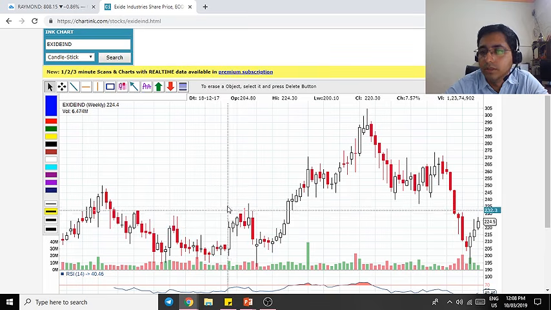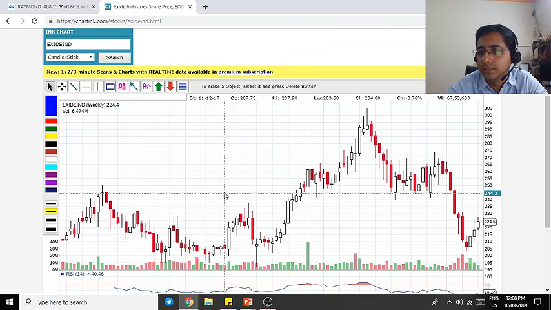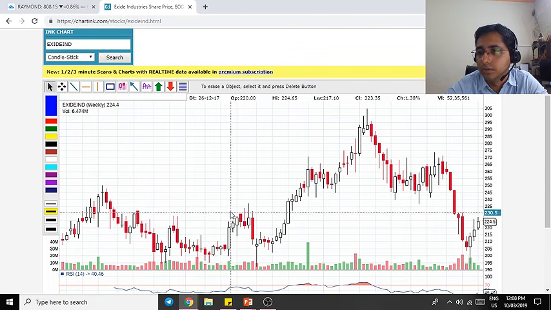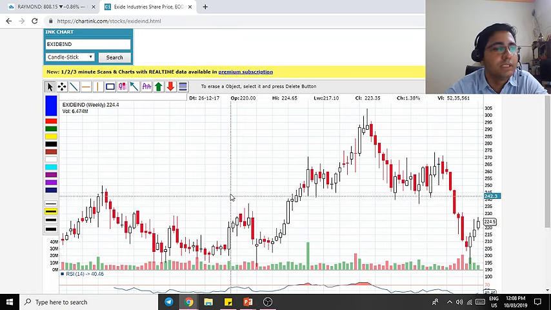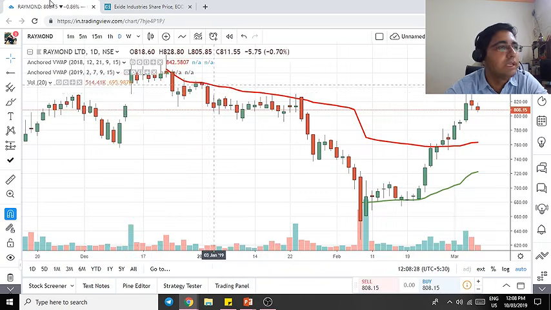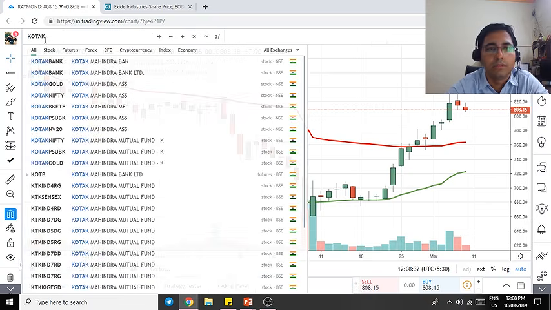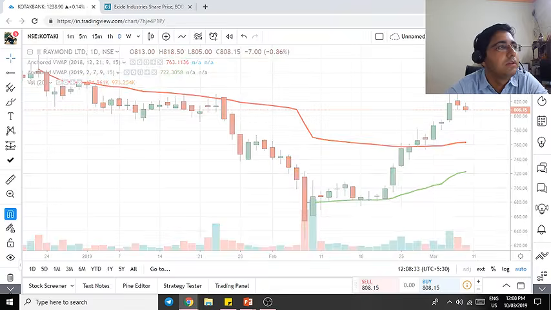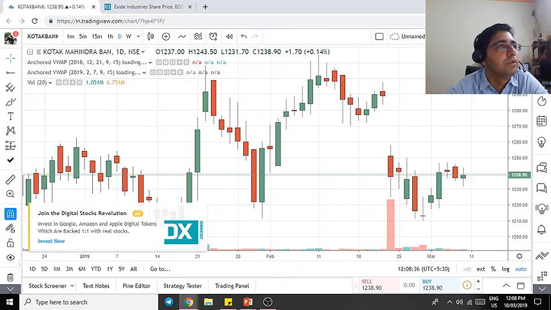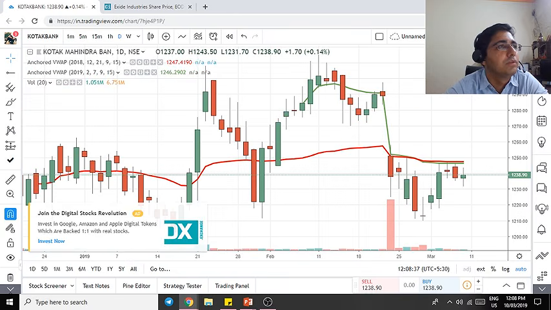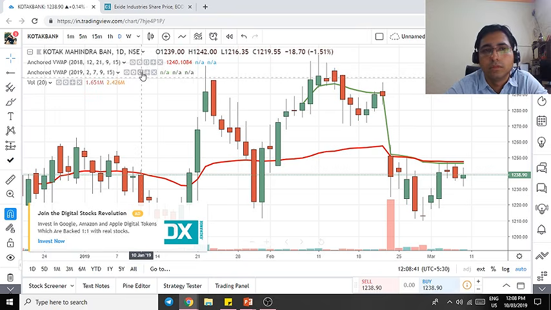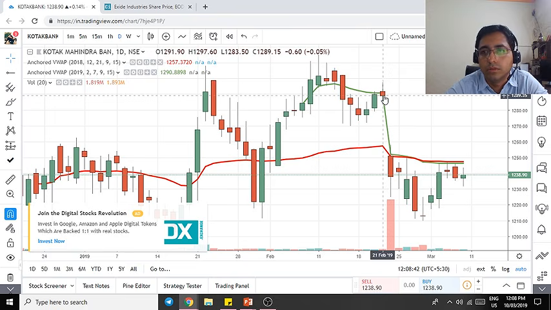View on Xide. Xide has a resistance at the level of 244 and 230. So from 230 it can move to 244. Yeah, on Kotak, what should I explain? I'm not able to get your question. For Kotak, I plotted for gap down on 21st.